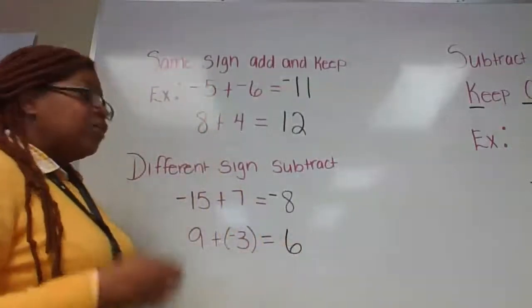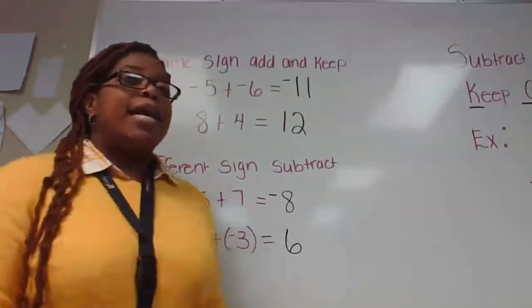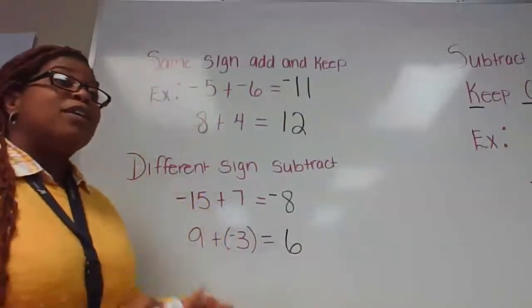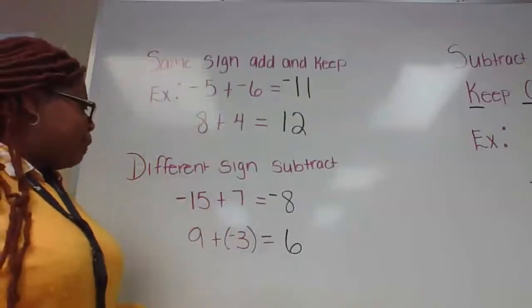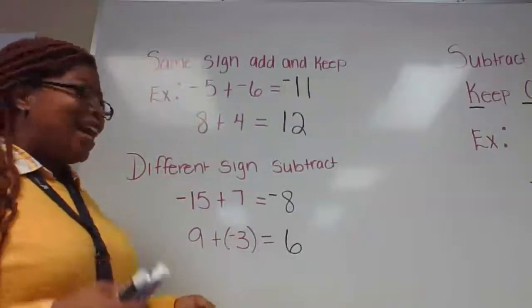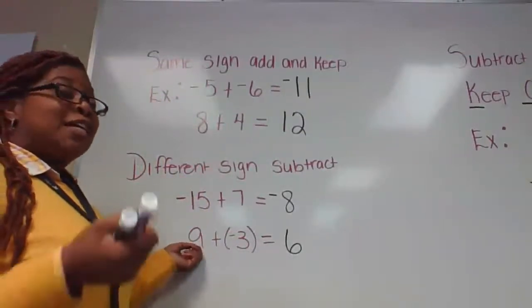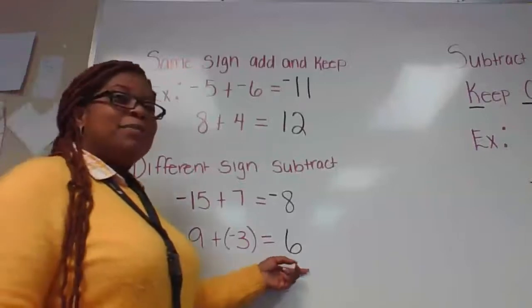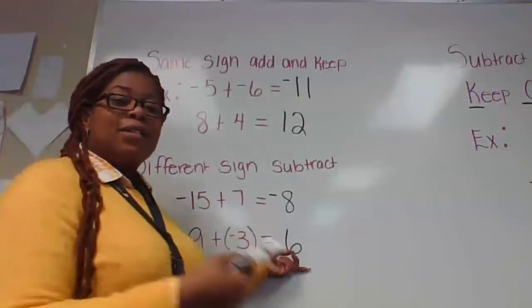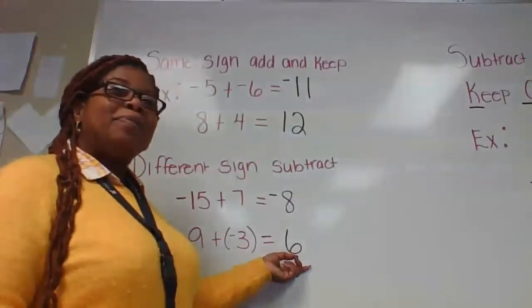All right. And so now we have to determine if 6 is going to be positive or negative. And the way to do that is we look for the larger number. And in this case, the larger number is what? You got it, 9. Is 9 positive or negative? Thus, our answer is going to be positive 6 or just 6. All right? Y'all got it?